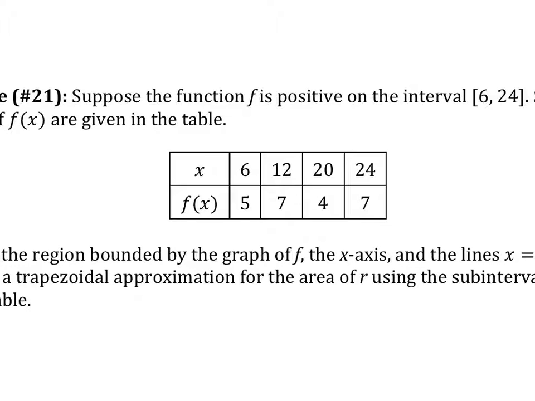And they are saying that R is the region bounded by this graph, the x-axis, and the lines from x equals 6 to x equals 24. Find a trapezoidal approximation for the area of R using the subintervals defined by the table. Okay, so let's look at the table for a minute. The x values go from 6 to 12 to 20 to 24.